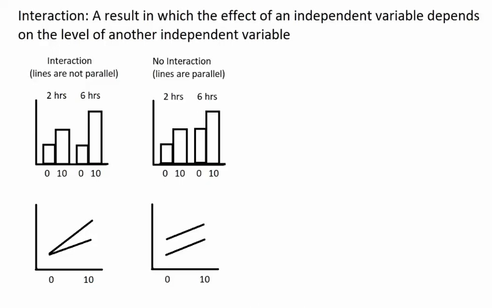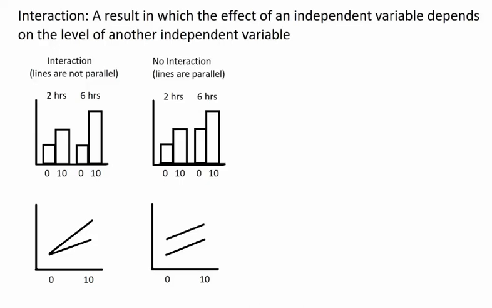And if the researcher did this factorial design and actually found evidence that the effect of studying depends on the level of sleep, you would say that the researcher found something called an interaction. And that's the new term I'll get into right now.